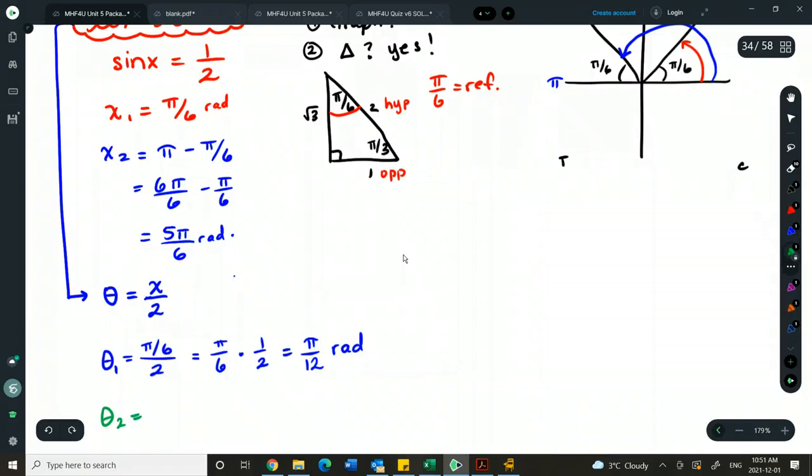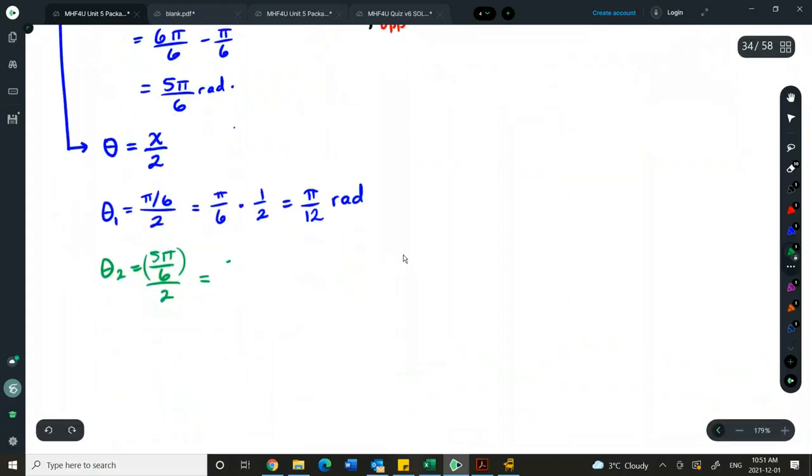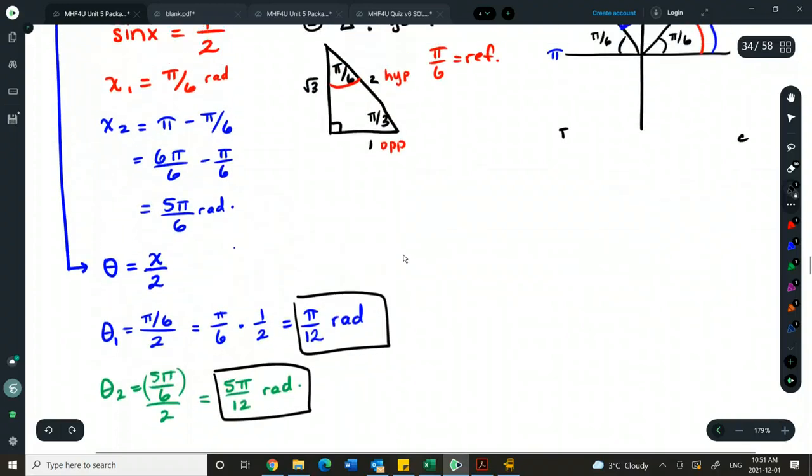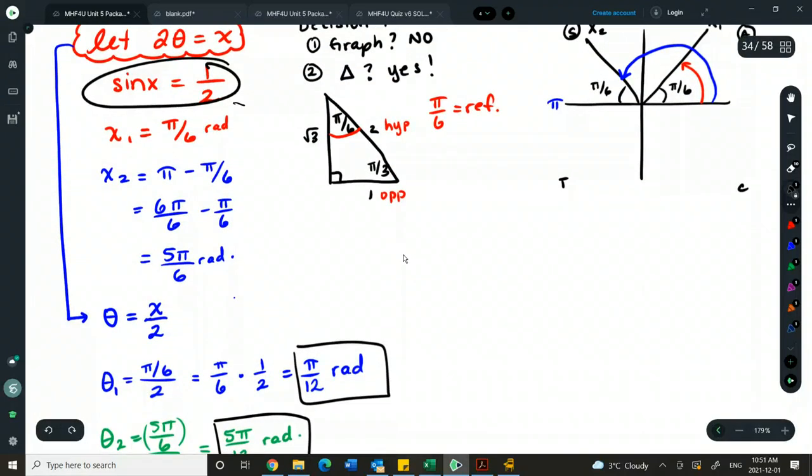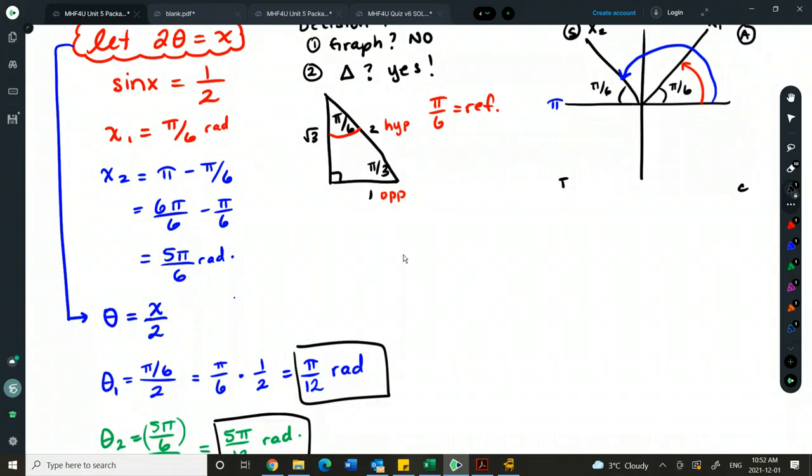Theta number 2 is going to come from x number 2, and I'm going to sub it into my let statement that we've just rearranged here, which is 5 pi over 6 divided by 2. When you flip and multiply, as we did above, you're going to get 5 pi over 12 radians. These are our first 2 answers. But we know if we solve something like this and we get 2 answers, when I do sine of 2 theta, I should expect double the amount of answers, right?